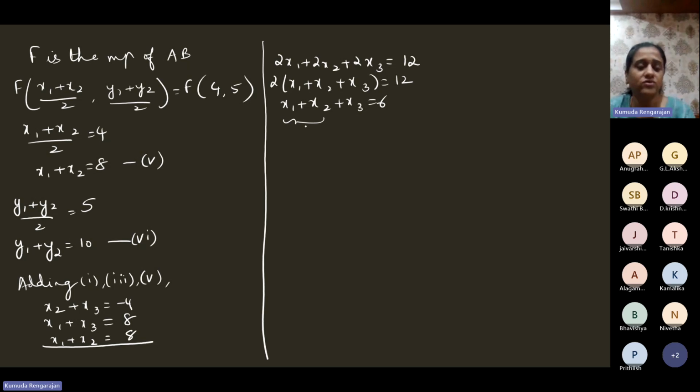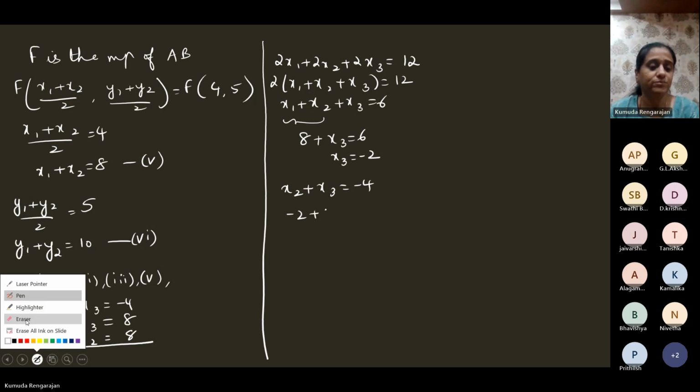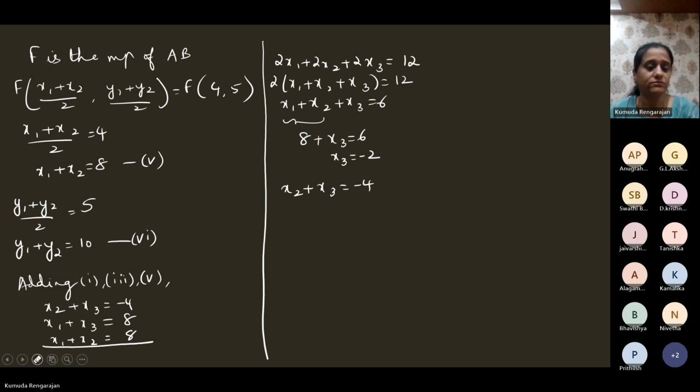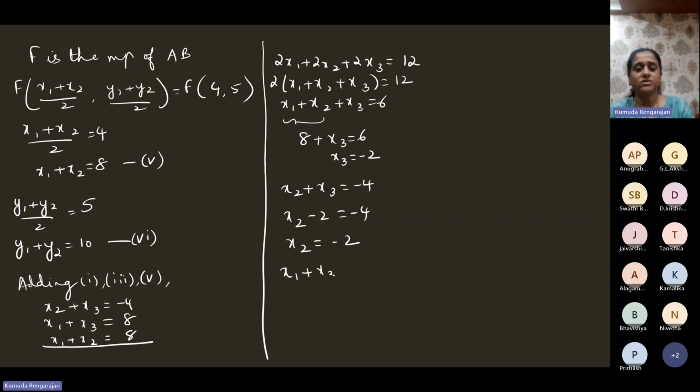Now, X1 plus X2 is how much? 8 plus X3 is equal to 6. So X3 is equal to -2. So I'm writing the same equation. But you can substitute here, X2 plus X3 is equal to -4. X2 minus 2 is equal to -4. X2 is equal to -2. X1 plus X3 is equal to 8. X1 plus -2.